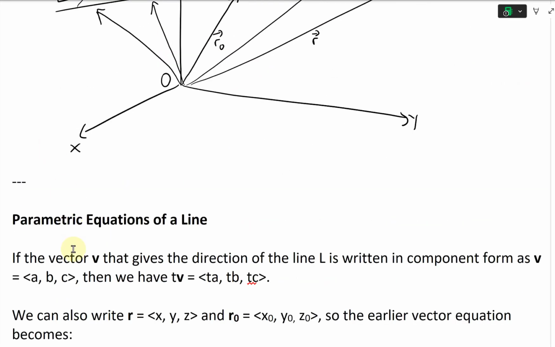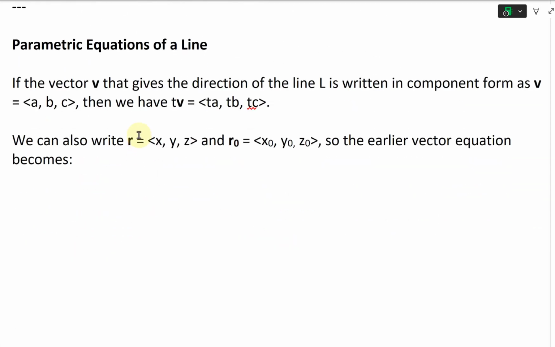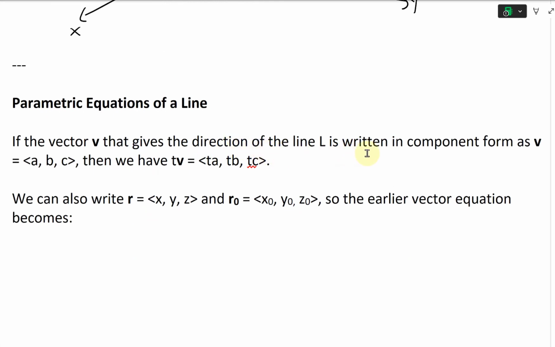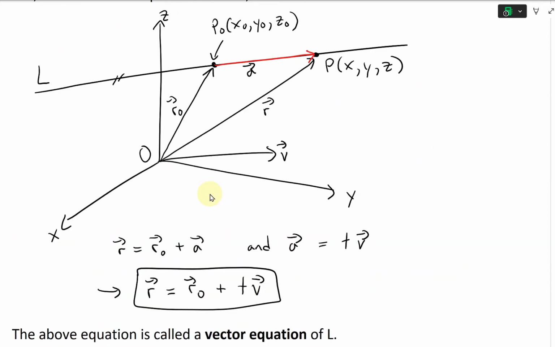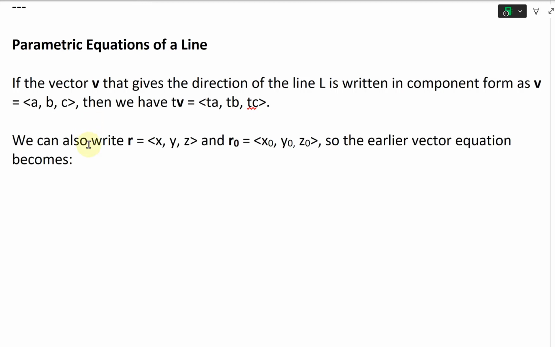All right, let's go further and look at parametric equations of a line. If the vector v that gives the direction of the line L is written in component form as v equals a, b, c in angle brackets, then we have tv equals ta, tb, tc. Remember the vector v is this direction right here, parallel to the line. We can also write r equals x, y, z, and r naught equals the components x naught, y naught, z naught.